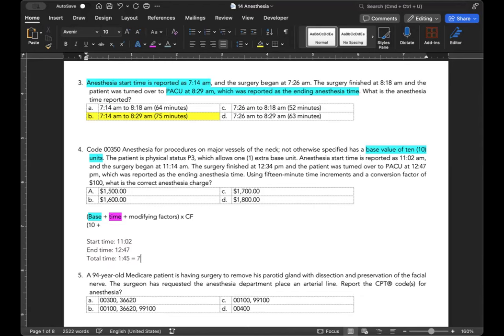Seven. Yep. So we have 7 units. So that's going to be our time. Okay. And then our modifying factors. So modifying factors are going to either be physical status modifiers or qualifying circumstances. So in this instance, we have a physical status modifier of 3, and that allows one additional base unit, right?